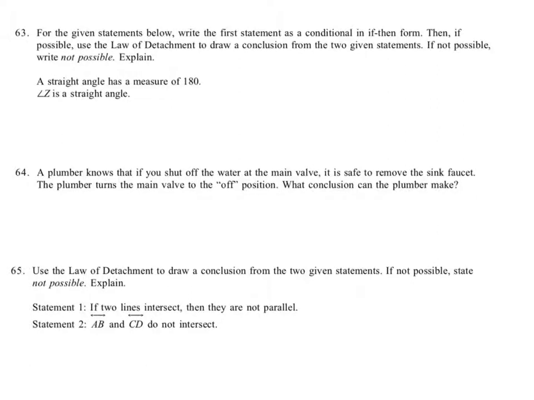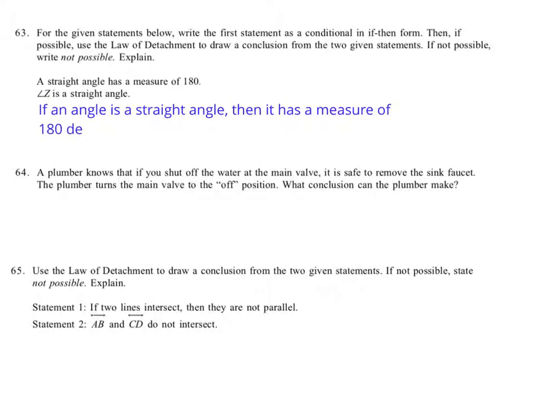Okay, number 63 says for the given statements below, write the first statement as a conditional in if-then form. I'm going to do that first before I go any further. It says a straight angle has a measure of 180, and I'm going to say if an angle is a straight angle, then it has a measure of 180 degrees. I don't have the degree symbol handy, so I'm going to write the word out.